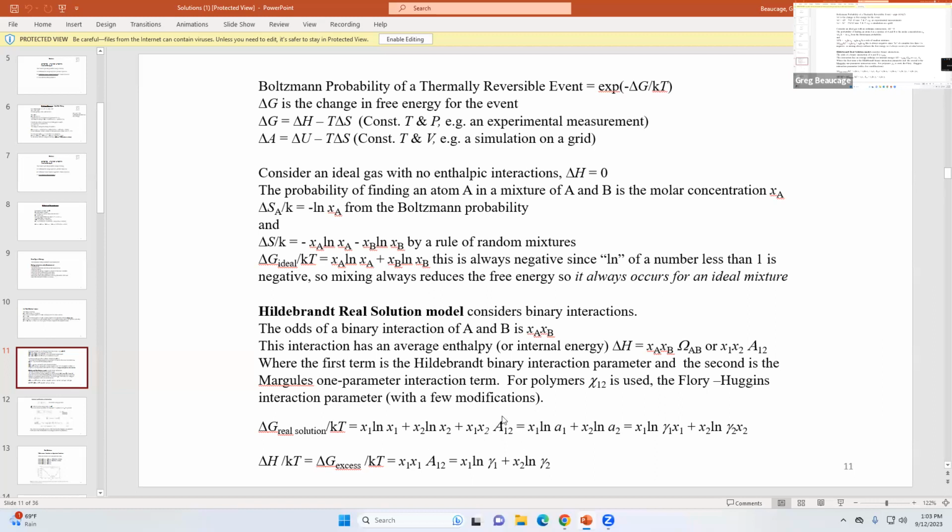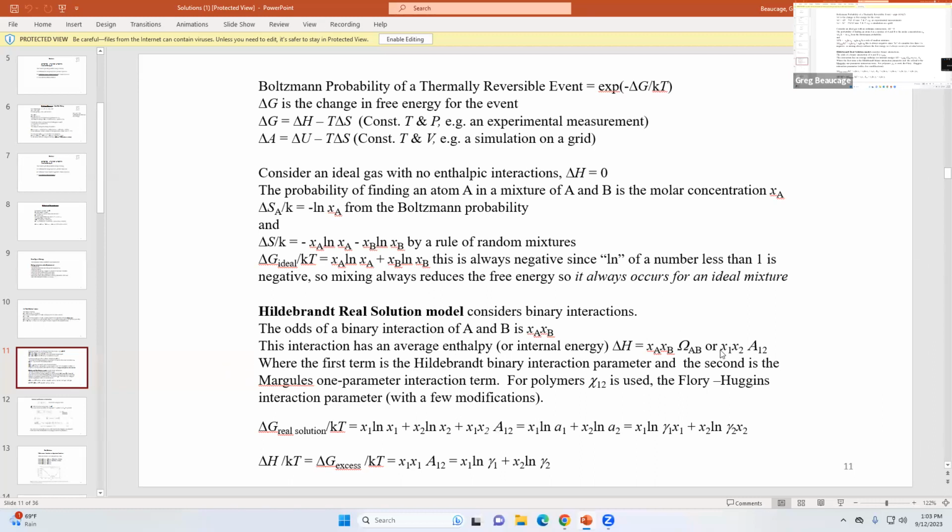Hildebrand kind of invented this thing. I'm not sure when. Hildebrand was a Dutch guy, and then Margules, I think, was an American. So Margules was like a chemical engineer, and Hildebrand, I think, was a chemist. That's more or less how this worked. But it's the same approach, though.